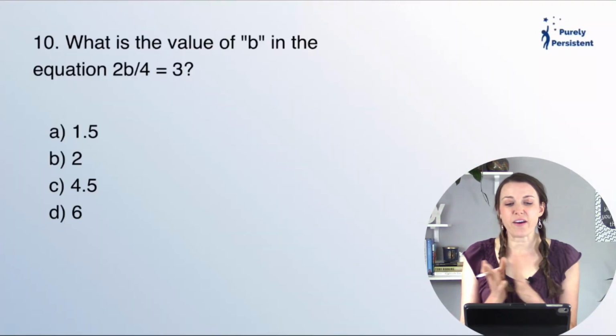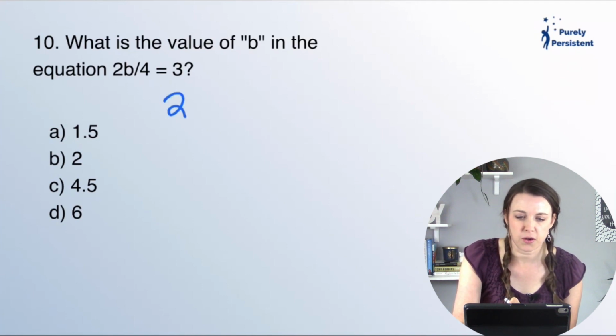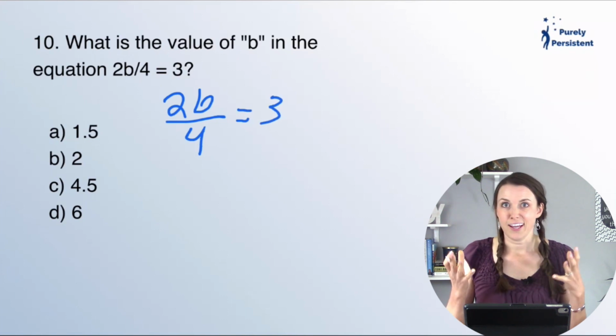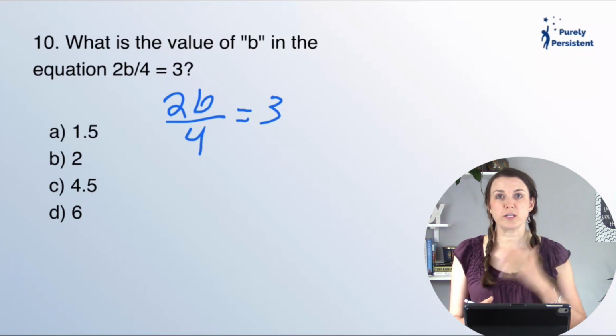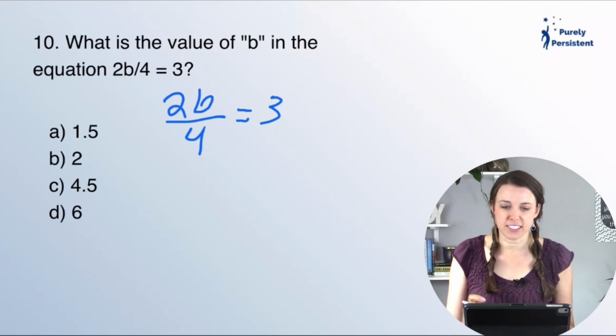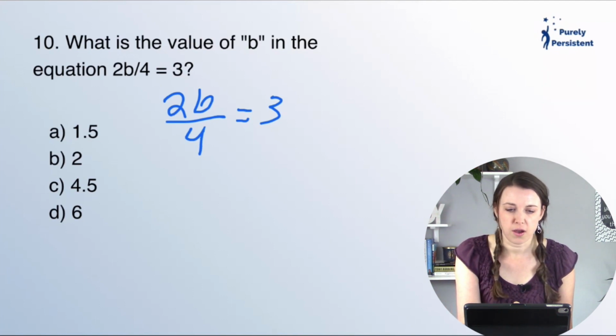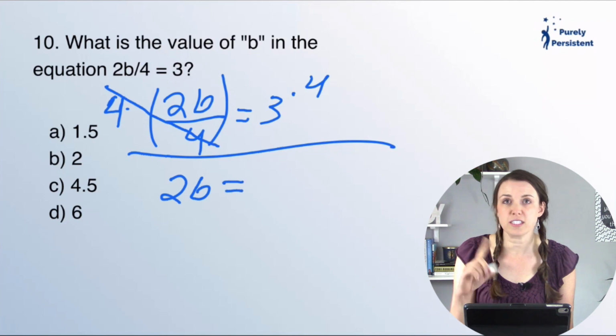Okay, what is the value of B in the equation? So let me rewrite it. So we have 2B over 4 equals 3. So how do I get B alone? I have the divided by 4, right? What's the opposite of dividing? Multiplying. So I'm going to multiply both sides by 4. So this is going to be times 4 and times 4. These are going to cancel out, and I'm left with 2B equals, what is 3 times 4?